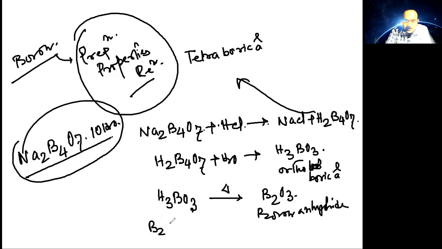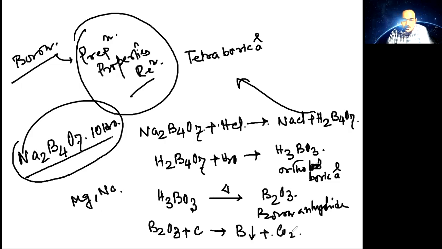Then B2O3 can be reduced by carbon or any other substance such as magnesium or sodium. You can reduce it to pure boron plus CO2. Now, what happens? The boron produced here is in powdered form, so it has a purity of about 92 to 95%.